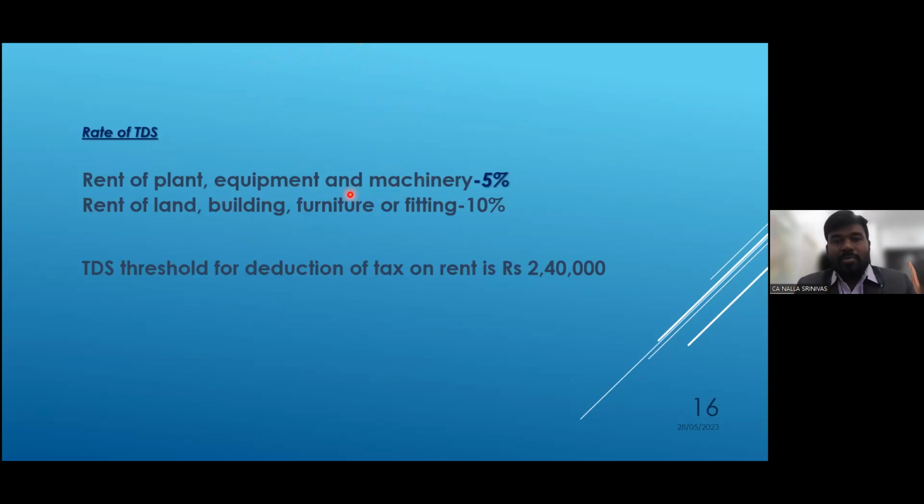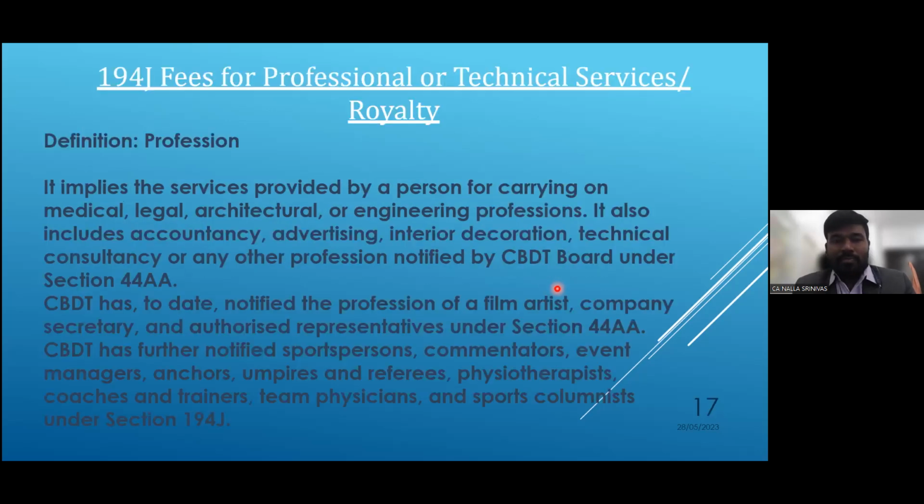The rate of TDS on plant and machinery is 5%, and on rent of land, building, furniture it is 10%. The threshold limit is 2,40,000 per month. Sorry, per annum.